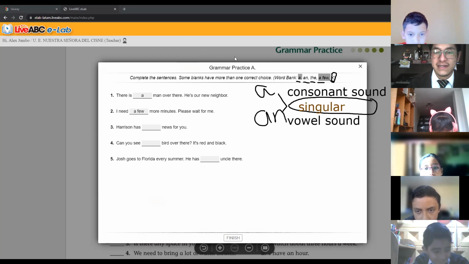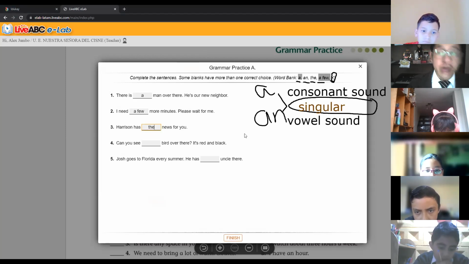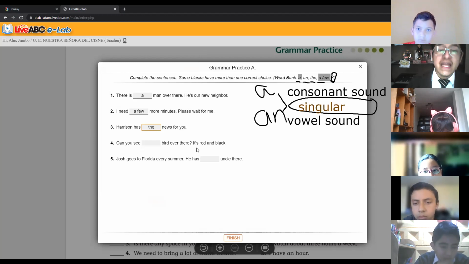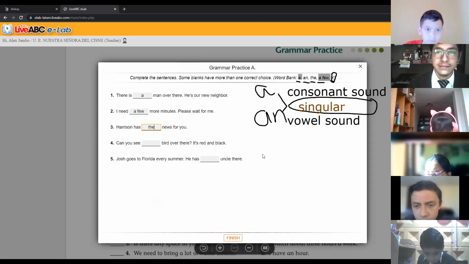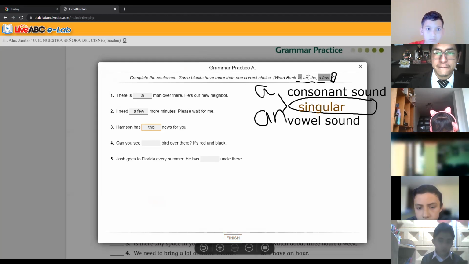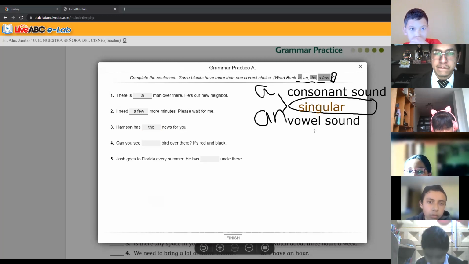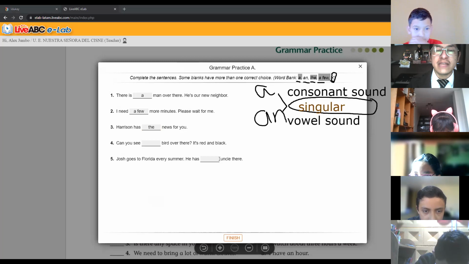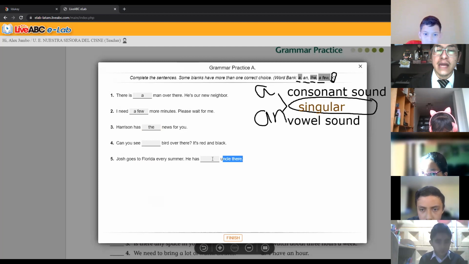Teacher, podría ser they. Yeah, okay. Then we are going to analyze, okay? And then, can you see a bird over there? It's red and black. What do you think? Or what do you think goes in the last part? Joe goes to Florida every summer. He has an uncle there.